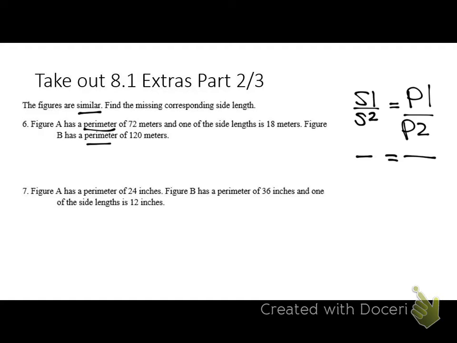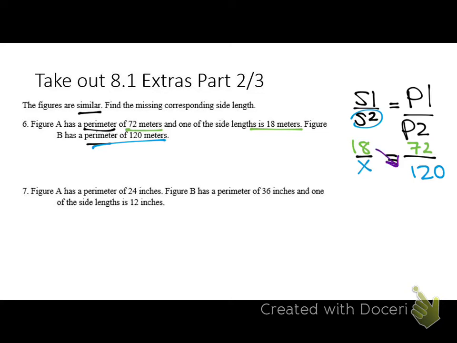So we're going to fill in. Do we know the side from the first figure? Yeah, it's 18. Do we know a perimeter from that same figure? 72. And it equals the side from the second figure. Do we know a side from figure B? No, so that's what we're going to be finding. And then do we know the perimeter of figure B? 120. So we've got a side over a side, perimeter over perimeter. We're going to cross multiply.